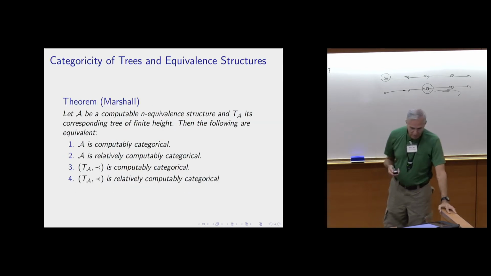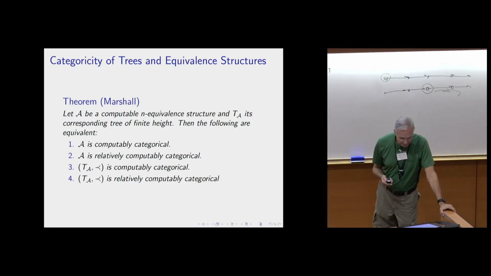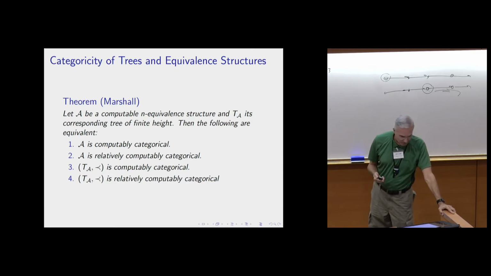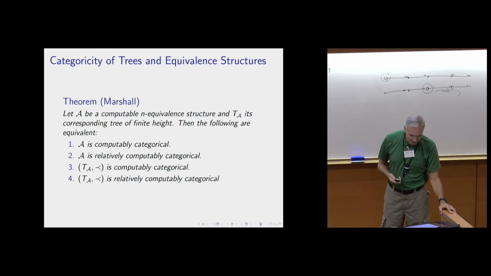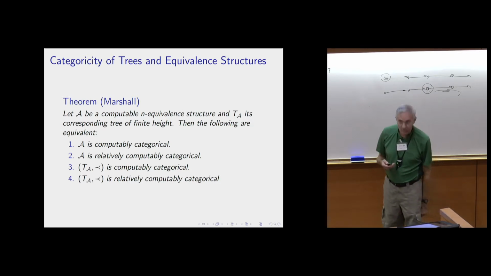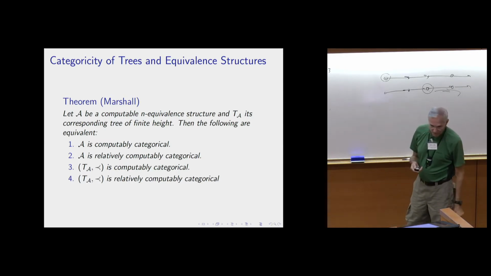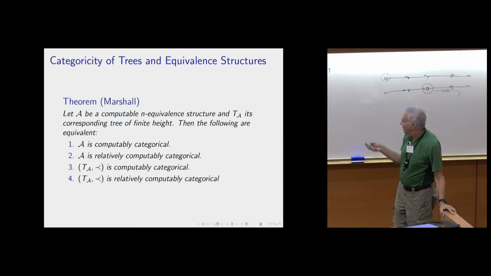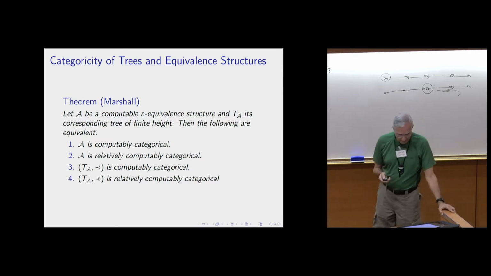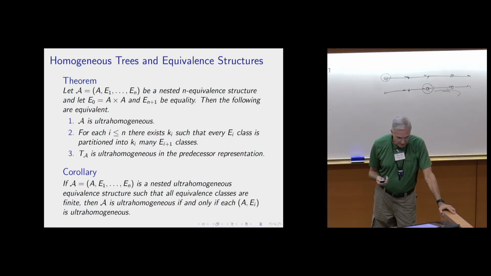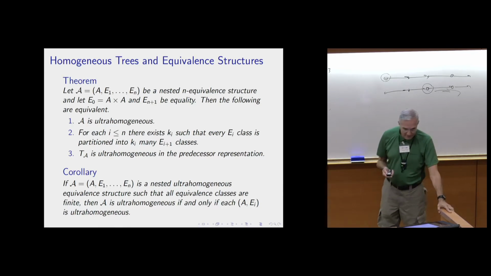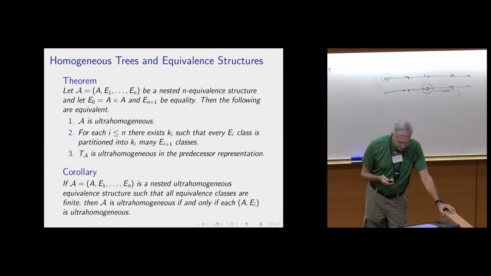So what's the connection to the category? She was looking at the trees under partial orderings. So you have a very nice result that the nested structure will be computably categorical, or relatively computably categorical, if the corresponding tree under the partial order is computably categorical, or relatively. So this was established, and you can see how this will work. So what we did was extend this notion to the trees with the partial orderings.